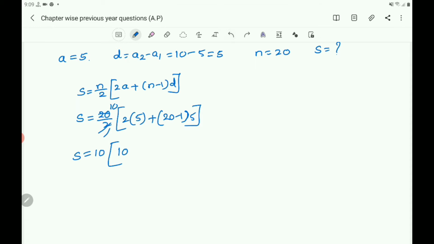Then you write plus 20 minus 1. 20 minus 1 is 19. 19 into 5 is 95. Then S equals 10 into, the sum of 95 and 10 is 105. So it becomes 10 into 105. What is the product of 105 into 10? That is 1050. So S equals 1050 you got.